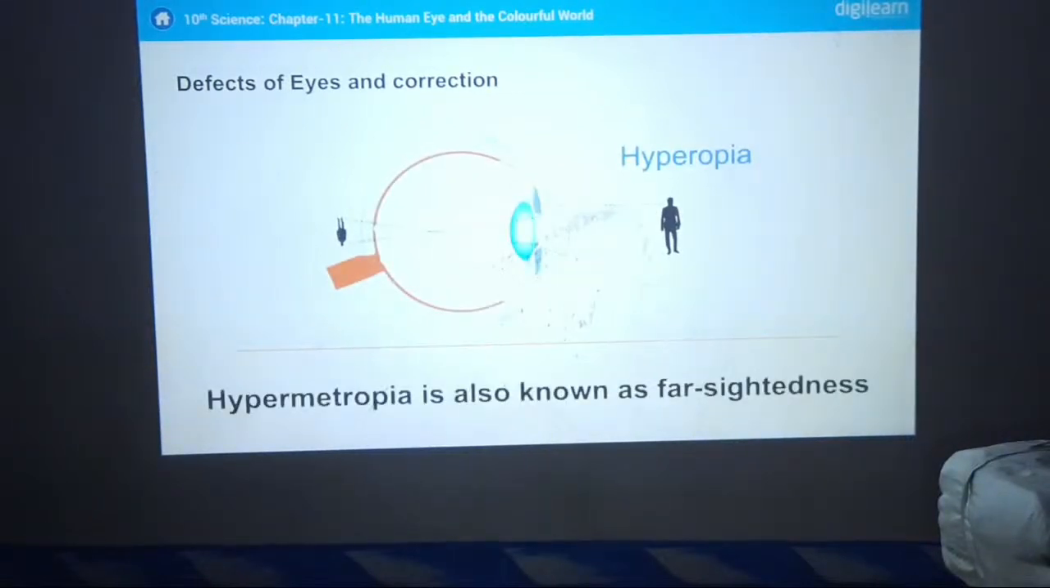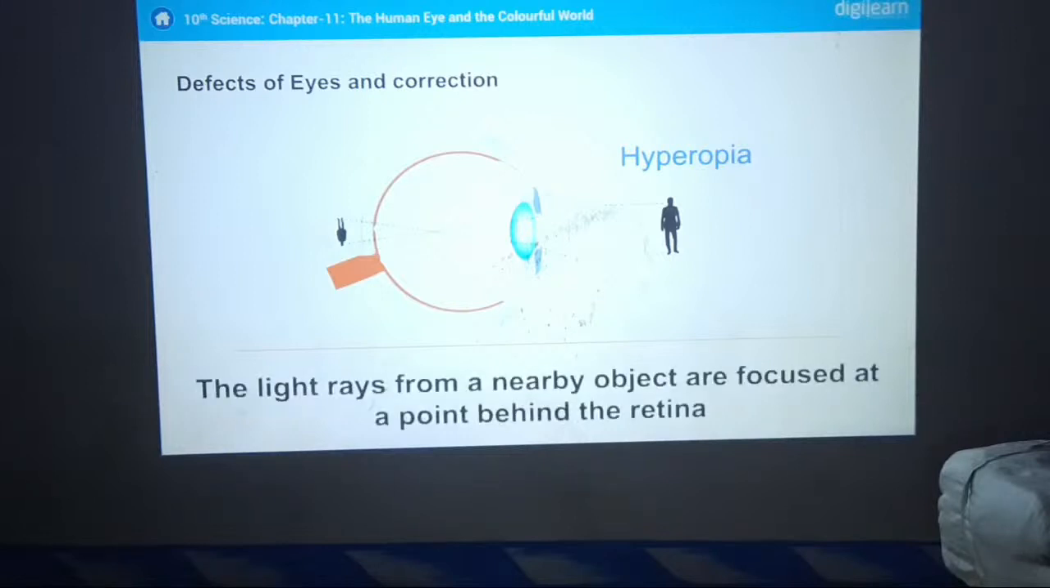Hypermetropia. Hypermetropia is also known as farsightedness. A person with hypermetropia can see distant objects clearly but cannot see nearby objects distinctly. The near point for the person is farther away from the normal near point, 25 cm. Such a person has to keep reading material much beyond 25 cm from the eye for comfortable reading. This is because the light rays from a nearby object are focused at a point behind the retina.